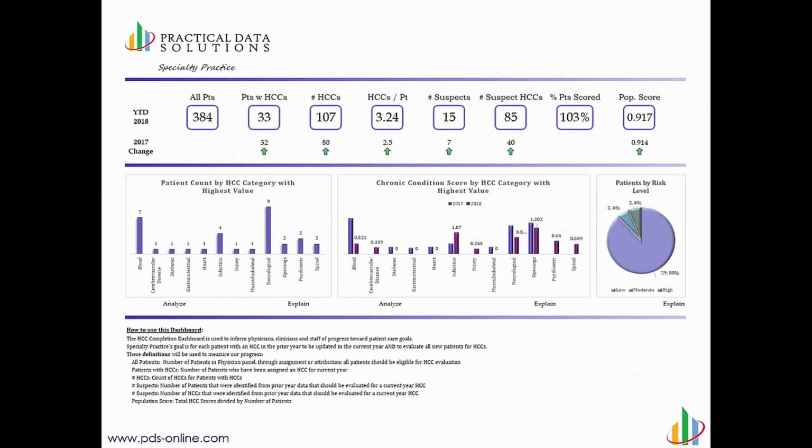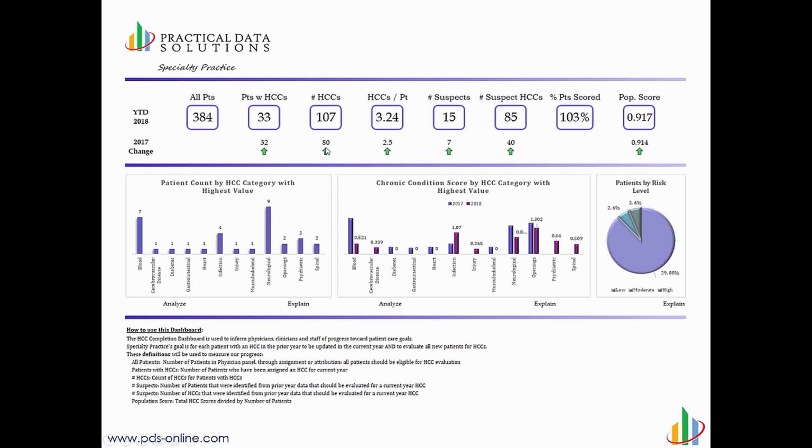So here's an example of a dashboard that lays out the very points that Becky was just sharing. Here we can see for a particular physician, how many patients do we have in total in the panel? How many of those patients have HCCs? In this case, we see there's 33. The number of HCCs those patients have, the average HCC score per patient. And if you notice right underneath, you'll see the change from the prior year. So it's very easy to see that we've moved up.